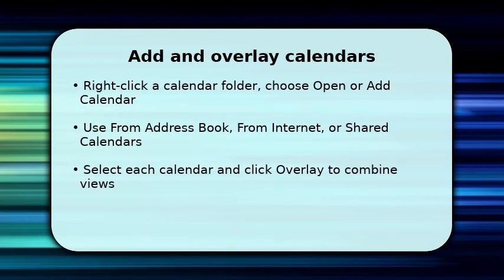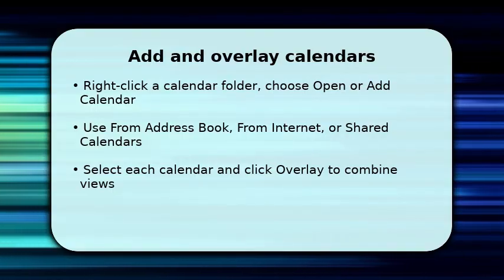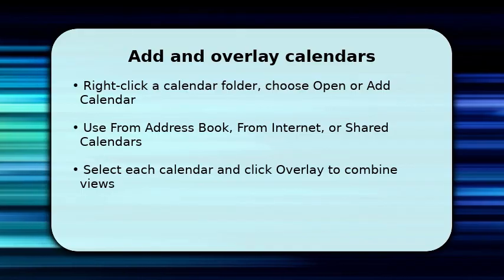Next, add the calendars you need. Right-click a calendar folder and choose Open, Add Calendar, or Subscribe depending on your Outlook version, from Address Book for colleagues, from Internet for links, or from Rooms/Shared Calendars for Teams. Select each calendar so it appears in the side list.